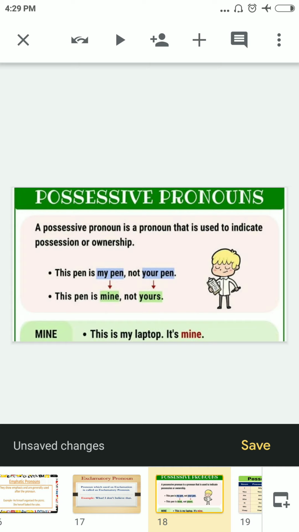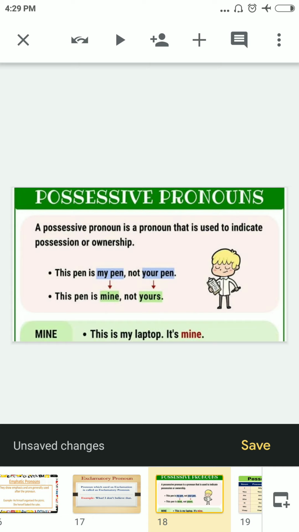Okay, so see here, a possessive pronoun is a pronoun that is used to indicate possession or ownership. किसका है ये, जब हमें बताना हो उस टाइम पे हम यूज करते हैं possessive pronouns. So see, this is my pen, not your pen. Okay, so I am showing the possession that the pen I am talking about, this is my pen, not your pen. Okay, so I am showing the ownership of that pen, that I am having the ownership of that pen, not you.